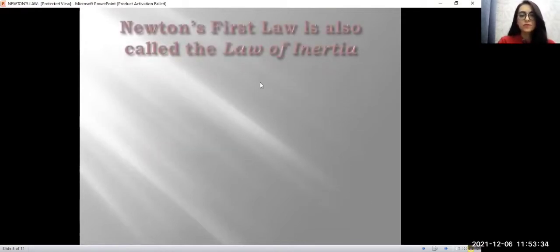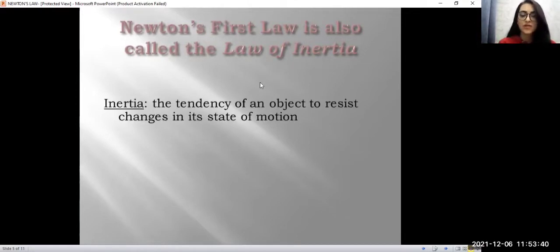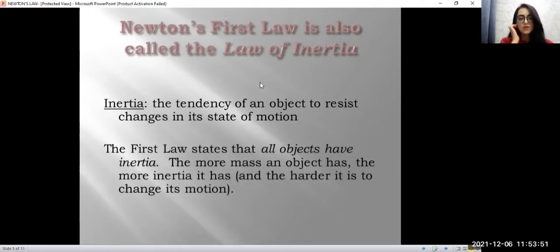Newton's first law is also called the law of inertia. What is inertia? The tendency of an object to resist change in its state of motion. The first law states that all objects have inertia. The more mass an object has, the more inertia it has, and the harder it is to change its motion.